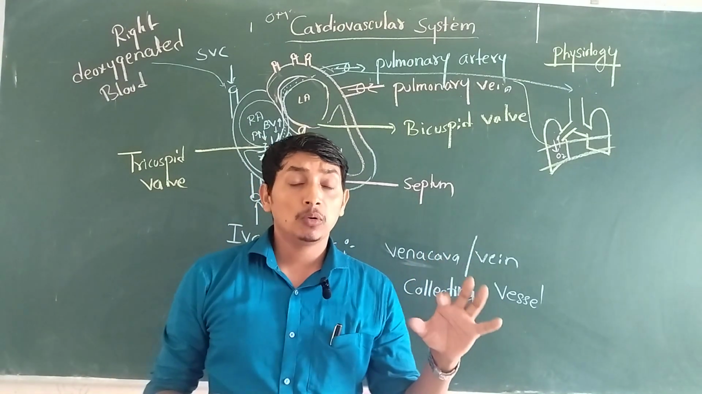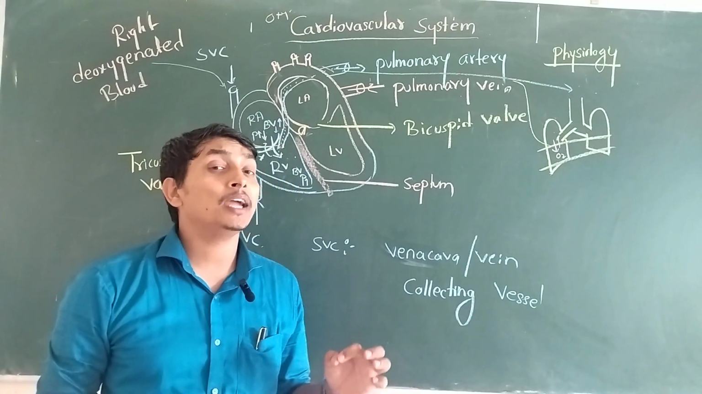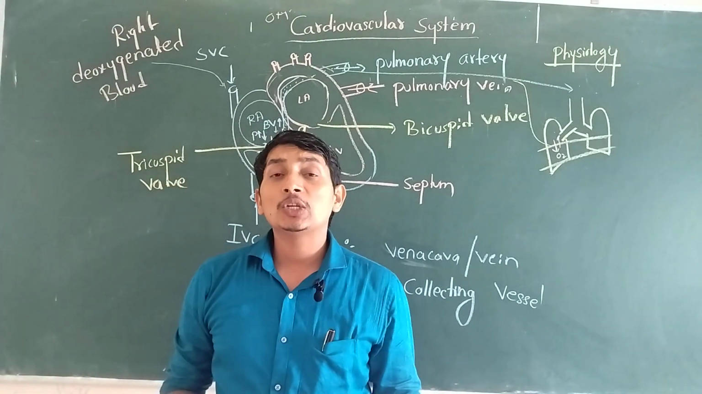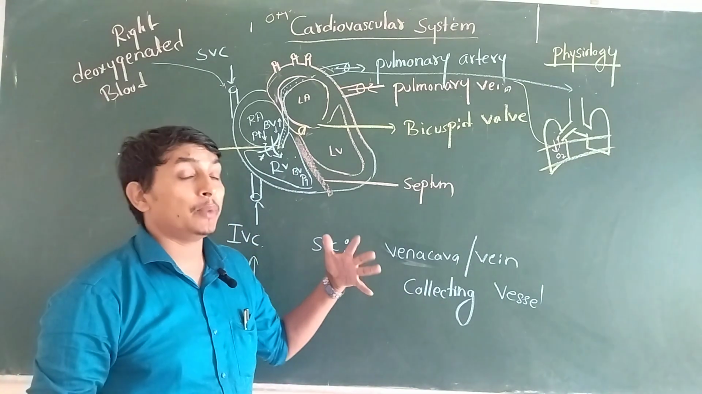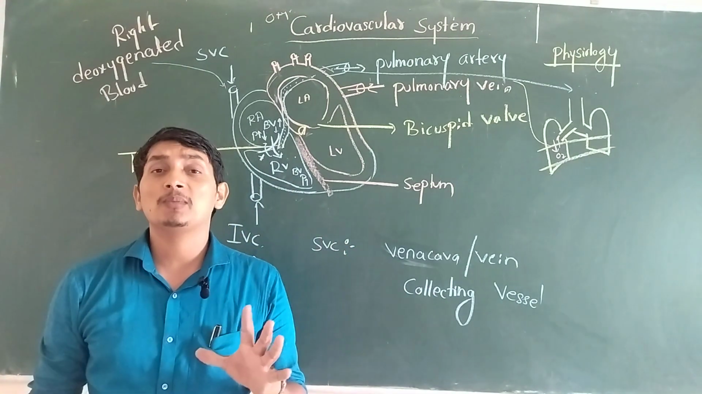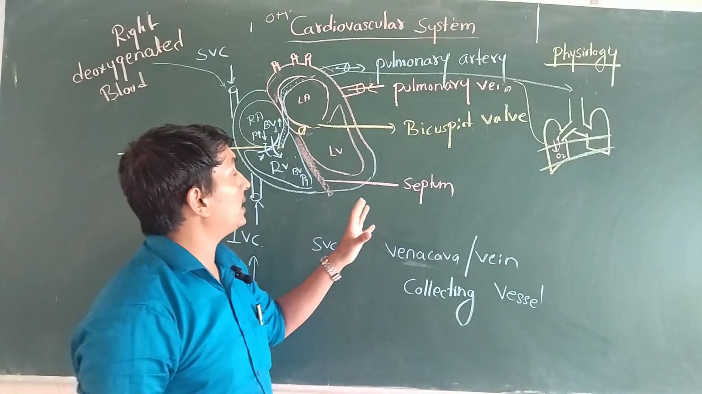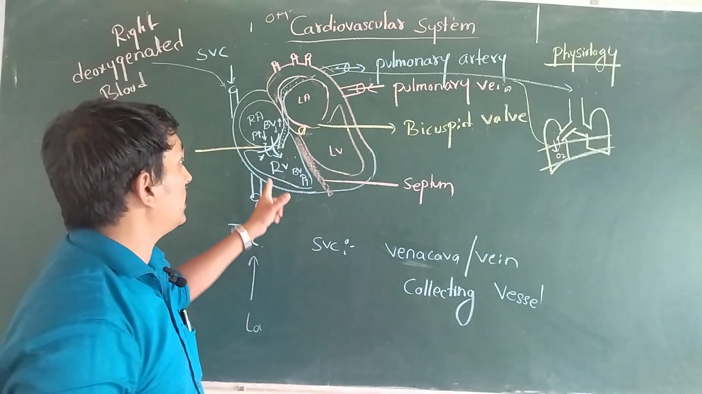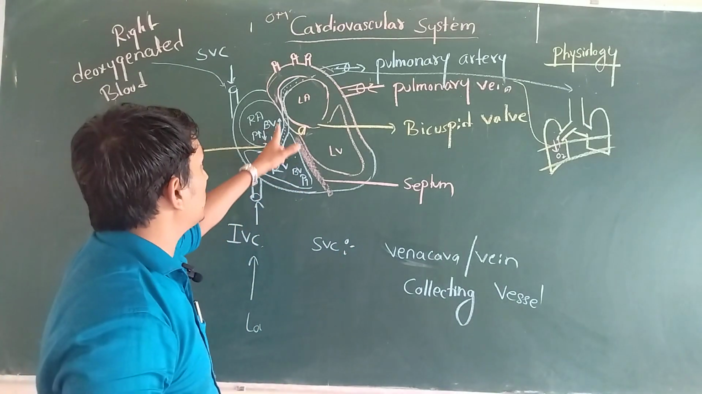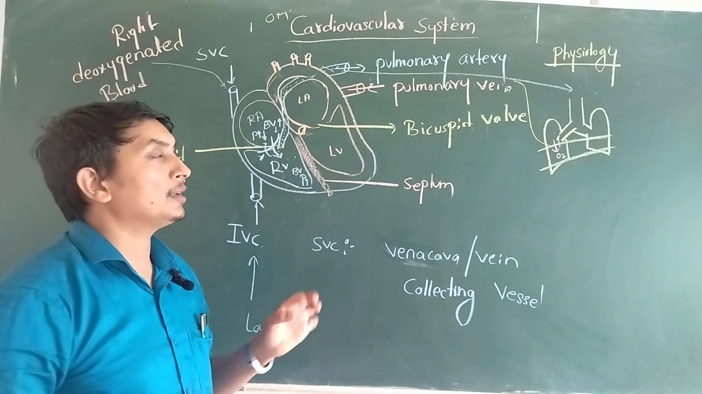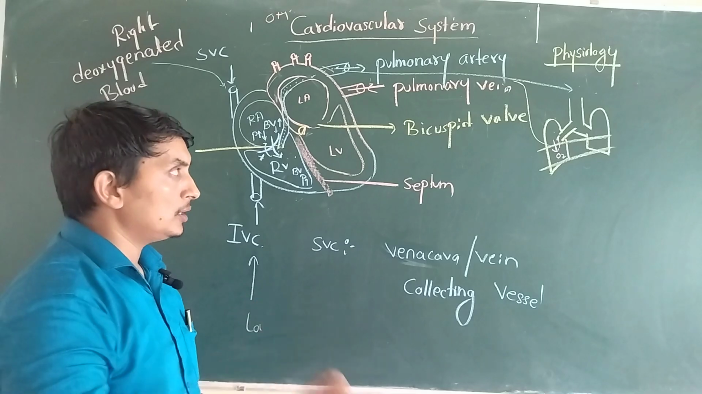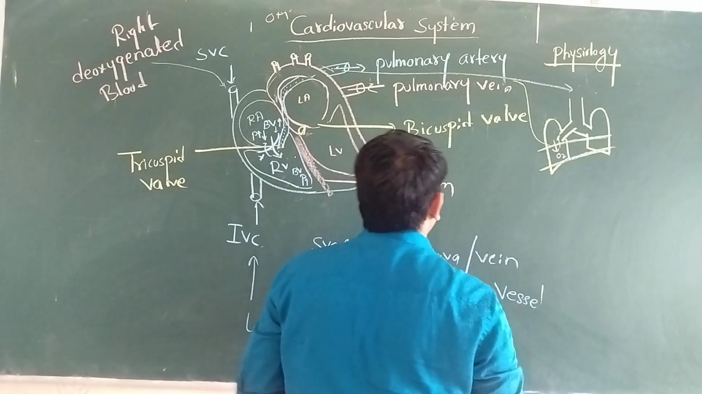Carbon dioxide is a waste product, a byproduct produced due to cellular respiration. During metabolism, our cells produce a huge amount of waste product. So that is called the deoxygenated blood. Now you can see here the deoxygenated blood is supplied, or you can say pumped, by the pulmonary artery to the lungs. In the lungs the blood is oxygenated.